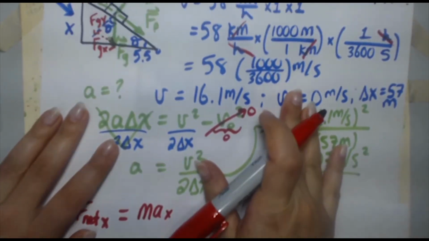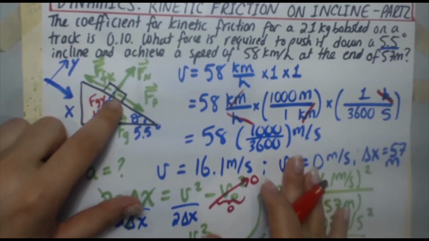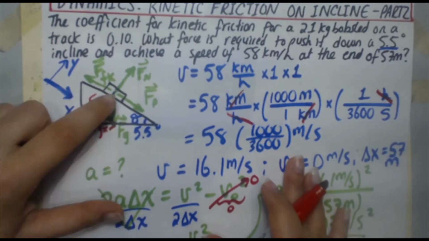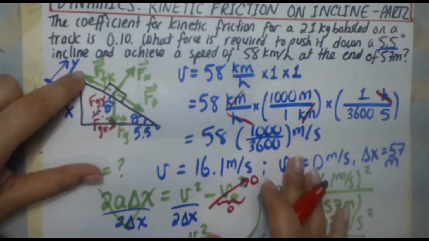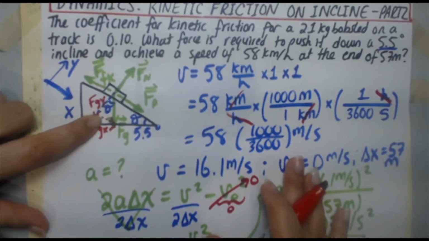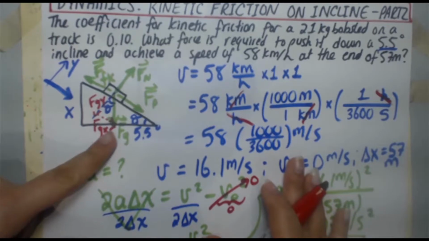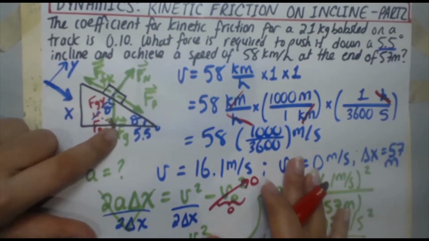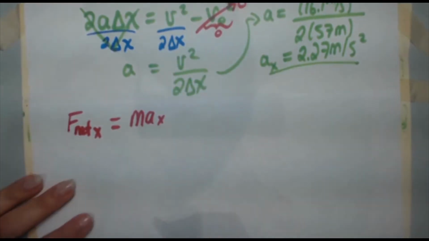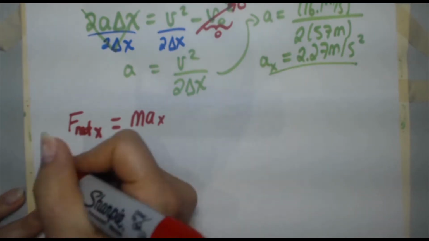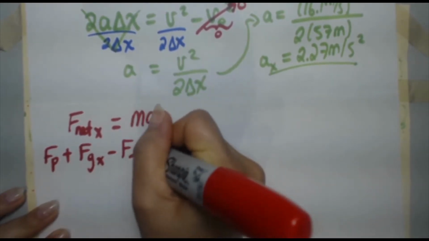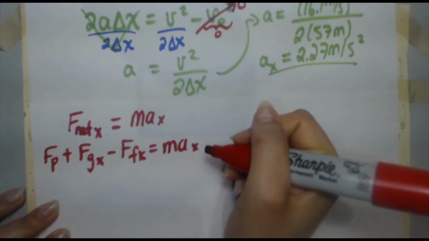If you take a look, in the x direction we actually have 3 different forces. We've got Fp in the positive x direction, we've got Fgx in the positive x direction, and Ffk in the negative x direction. If you're wondering why Fgx is in the positive x, it's because based on the center of the object, this part of the vector is more towards the right. If this is the center, it's more to the right than it is to the left. And we defined right to be our positive direction. So we can replace F net x with Fp plus Fgx minus Ffk equals max.